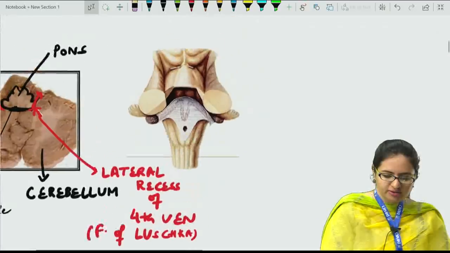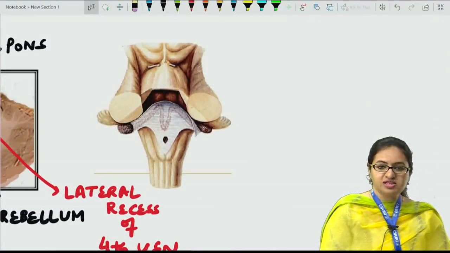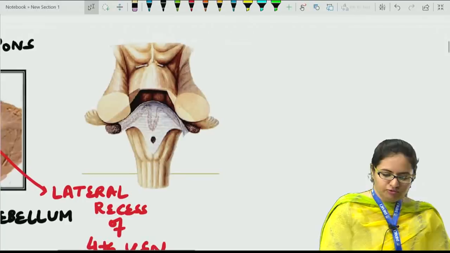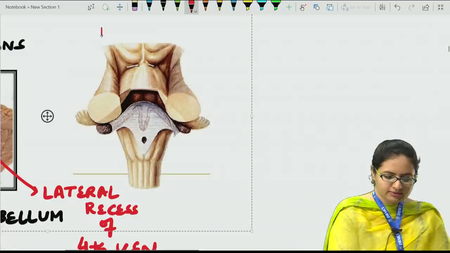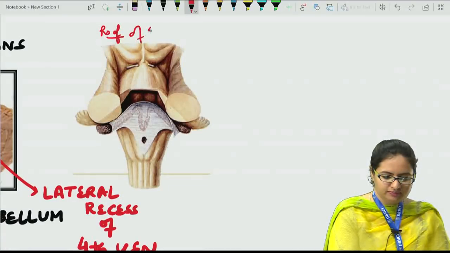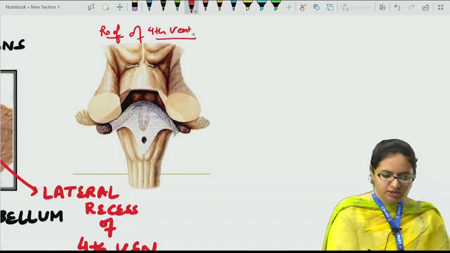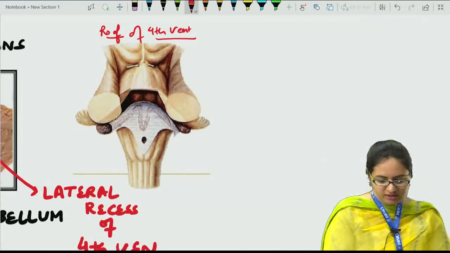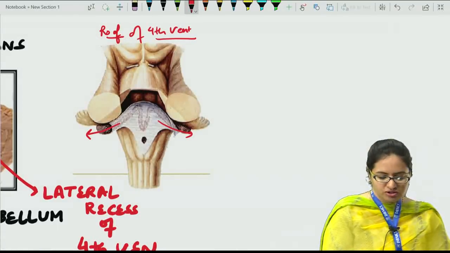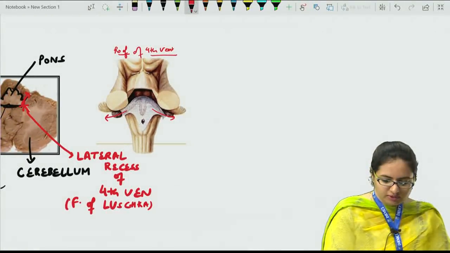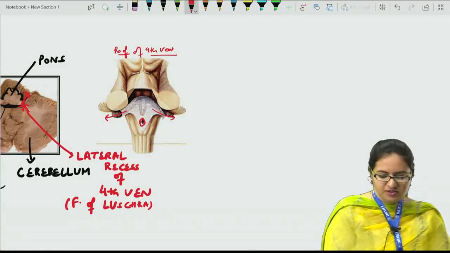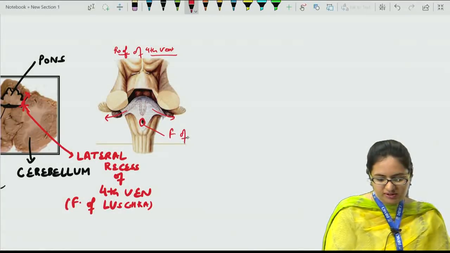Now if you see the picture over here, this is a picture in which the cerebellum has been removed, and we can see the roof of the fourth ventricle. This picture is showing the roof of the fourth ventricle. If you see the lower portion of the roof of the fourth ventricle on the lateral aspects, this is the presence of the lateral recess, through which the CSF from the fourth ventricle is passing through the foramen of Luschka towards the subarachnoid space. And in the middle over here, we are having the median aperture. This median aperture is the foramen of Magendie.